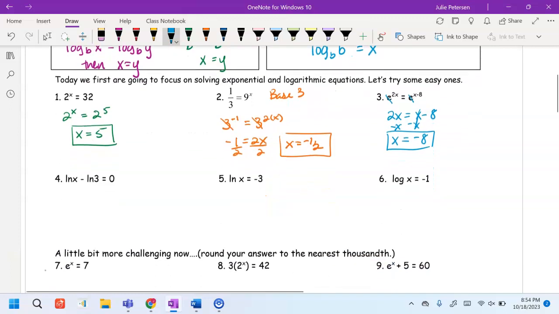So we're going to start with number 4. And there's a couple different ways to tackle it. This would probably be a good time for you to pause and try this one on your own and then come back and see how we do it. But like I said, there's more than one way to do it.